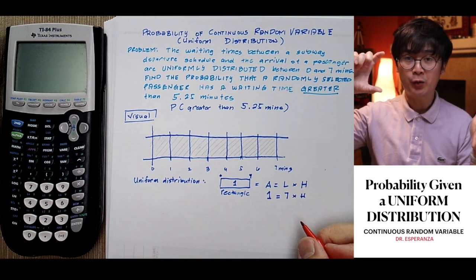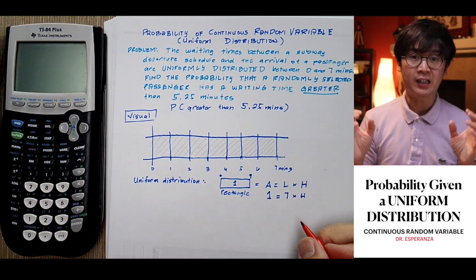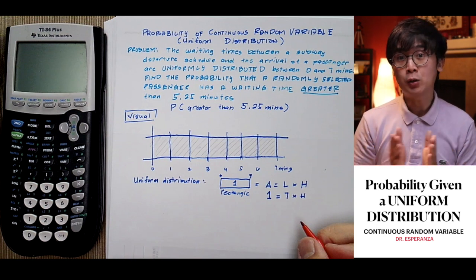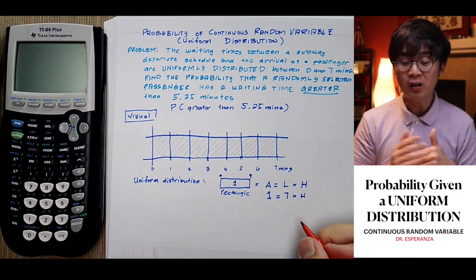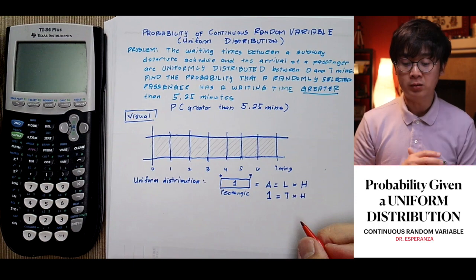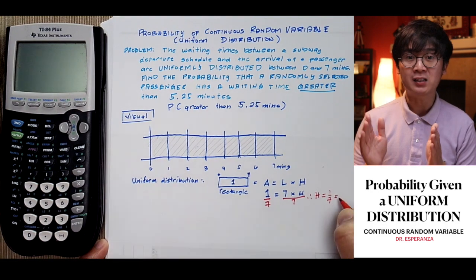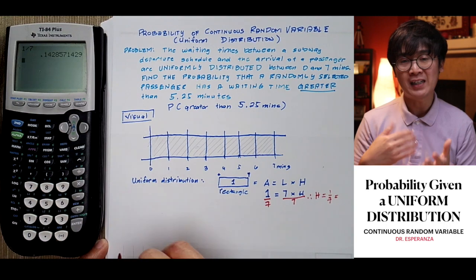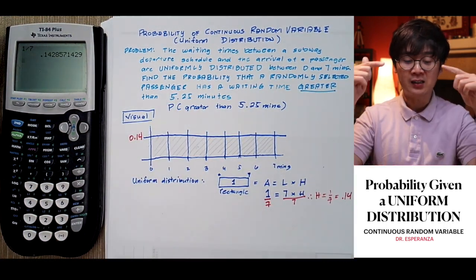Using algebra, we'll have 1, which is the area of our entire shaded region, because in statistics, the area of a probability distribution should always be equal to 100% or 1. That's why our area is automatically given in our uniform distribution problem. So 1 is equal to 7 times h, and to have h by itself, we're going to divide both sides by 7. Now h is equal to 1 over 7, or in decimal form, 0.14. So that is why the height is 0.14.